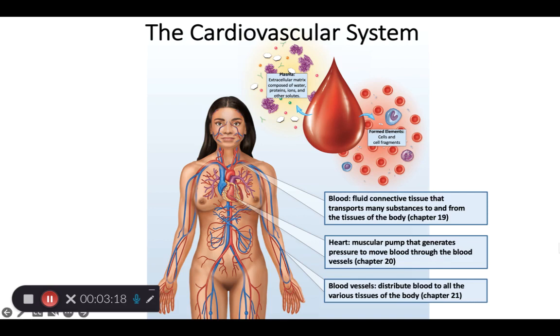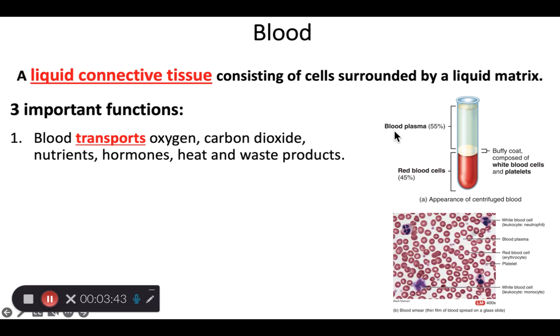Then again, chapter 20, we'll learn about the heart. Chapter 21 will go into blood vessels. But when we take a look at blood, you'll notice the first thing we can do is separate it out into the plasma, which is basically that extracellular matrix. So everything that lies outside of the cells. And then the cells and cell fragments we call formed elements.